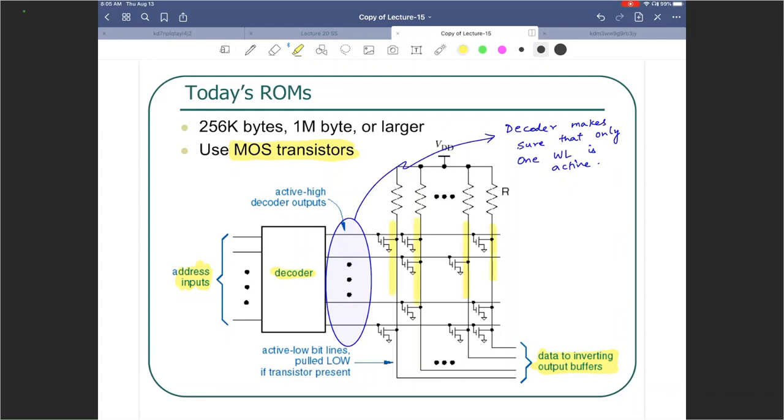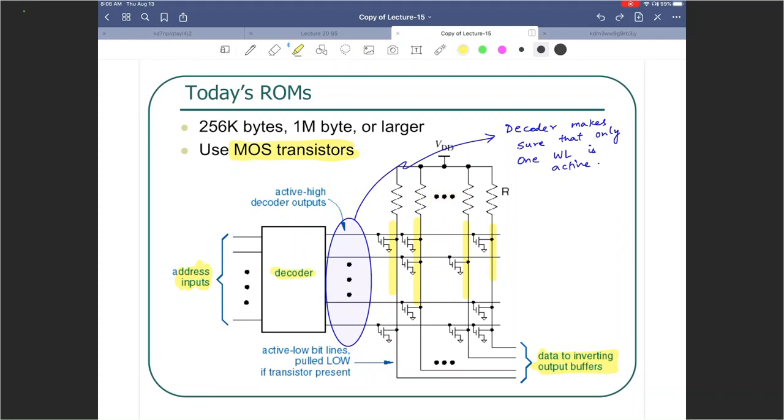1, 2, 3, 4, I'm ignoring these right now. So if there are four columns, then there would be four bits stored at each row, right? Of course, there can be many columns. In this one, I'm just highlighting the four and I'm ignoring these dots.